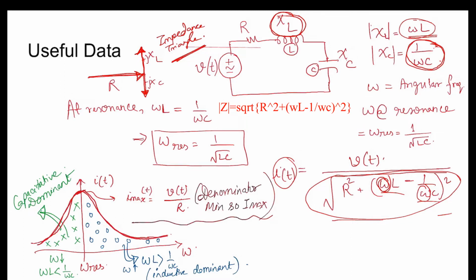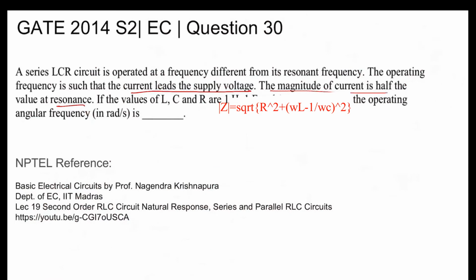As you can see, IT varies with omega, and for omega equal to omega resonance, omega L equals 1 by omega C, hence the IT value is maximum. In this part omega is more, so omega L will dominate 1 by omega C, the circuit will be inductive dominant, that is the current will lag the voltage. In this part omega is small, so omega L is less than 1 by omega C, so it is capacitive dominant. Hence, if the operating point is somewhere in this part, the current leads the voltage, which is exactly the case in our problem.